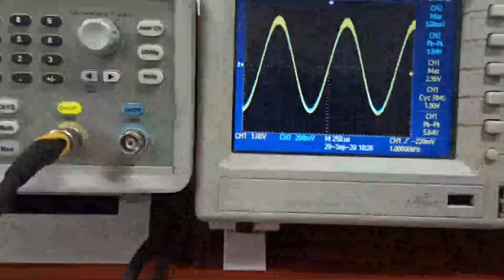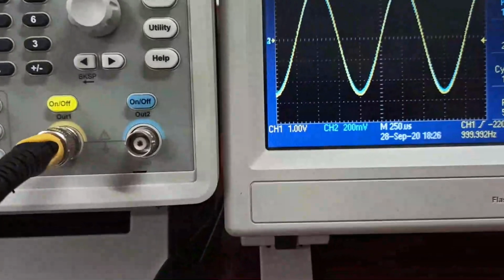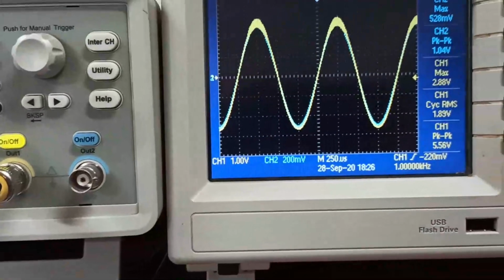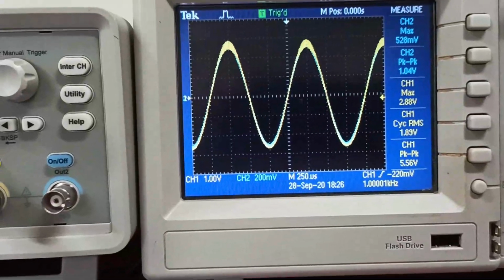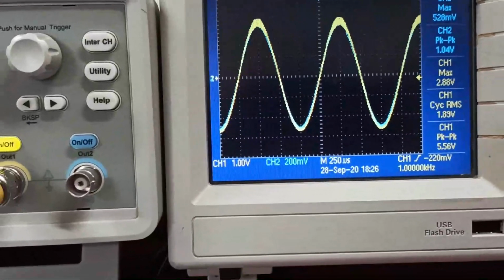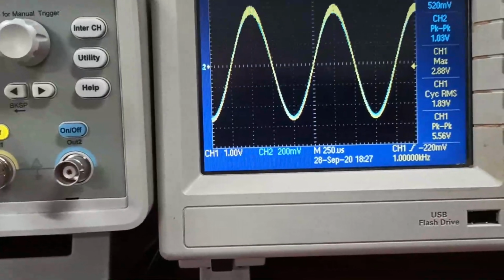Now this is what I am getting in the DSO. Okay, see, channel 1, I am getting 5.52 volts, and the input that I have given is 1 volt peak to peak. This is the input I have given, and I am getting an output of 5.52 volts.